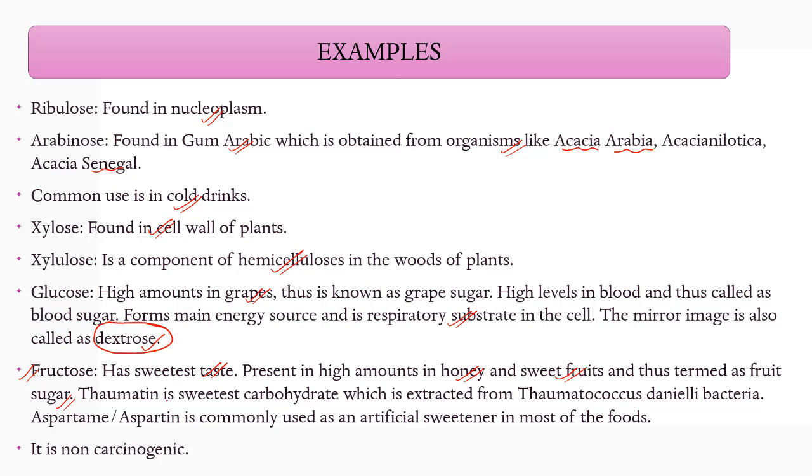Thaumatin is the sweetest carbohydrate, which is extracted from Thaumatococcus daniellii. Aspartame is commonly used as an artificial sweetener in most foods. Thaumatin is the sweetest, extracted from Thaumatococcus daniellii, and aspartame is an artificial sweetener used as a sweetening agent, and it is non-carcinogenic. Okay.